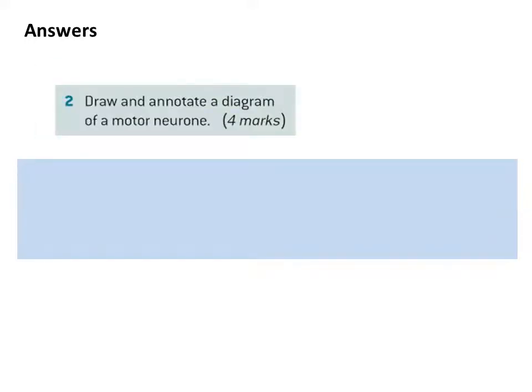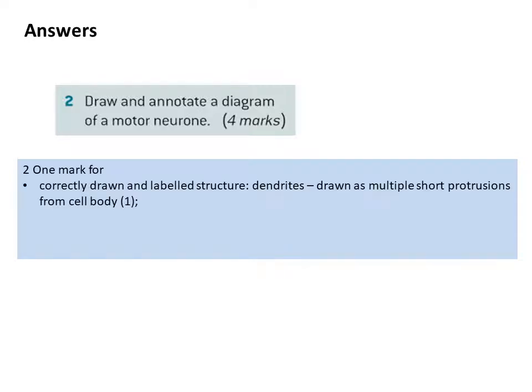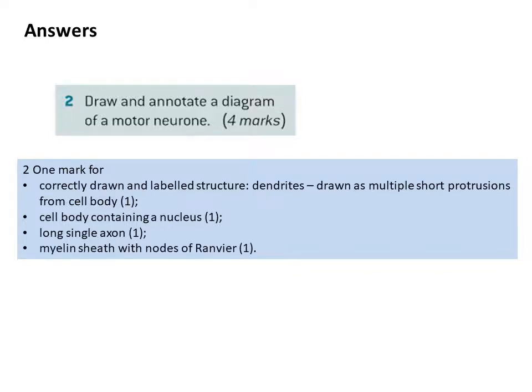Draw and annotate a diagram of a motor neuron. This would be worth maybe 4 marks. 1 mark would be for correctly drawn and labelled structures like dendrites, drawn as multiple short protrusions from the cell body. The cell body containing a nucleus for 1 mark. The long single axon for 1 mark. And a myelin sheath with nodes of Ranvier for 1 mark.